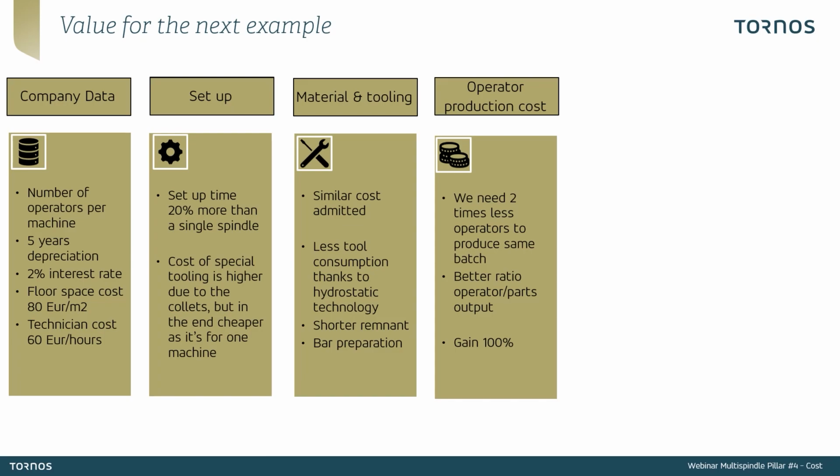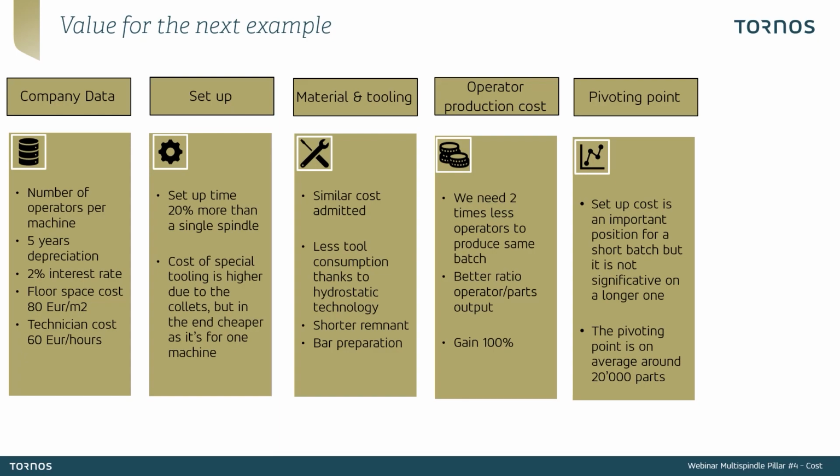What is the pivoting point? Pivoting point basically is where it becomes more convenient to work with multi than a single spindle. Based on various scenarios, it is always around 20,000 parts, more or less. So that means all the batches shorter than 20,000 are more convenient on single spindle, and higher than 20,000 is more convenient on multi-spindle.